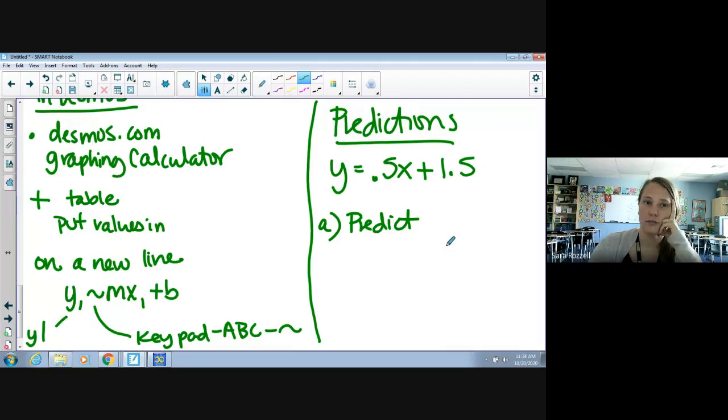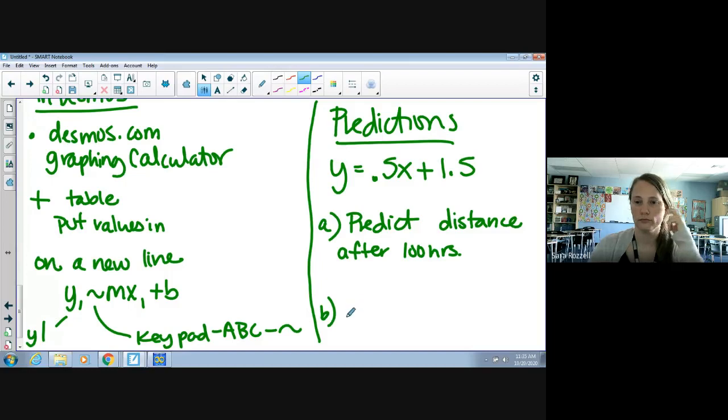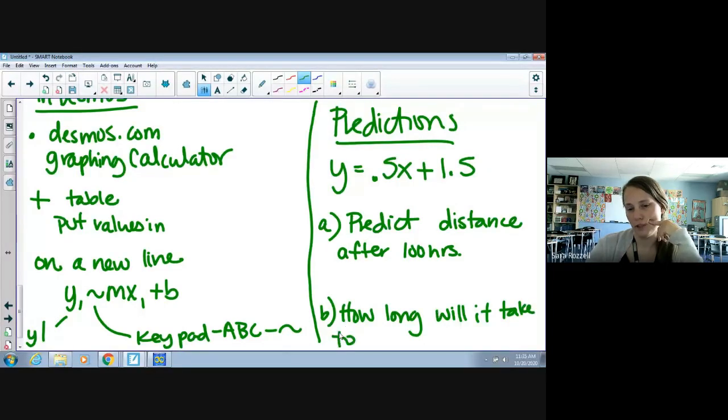We're going to first predict the distance after 100 hours. And then we're going to figure out how long will it take to go 200 miles.